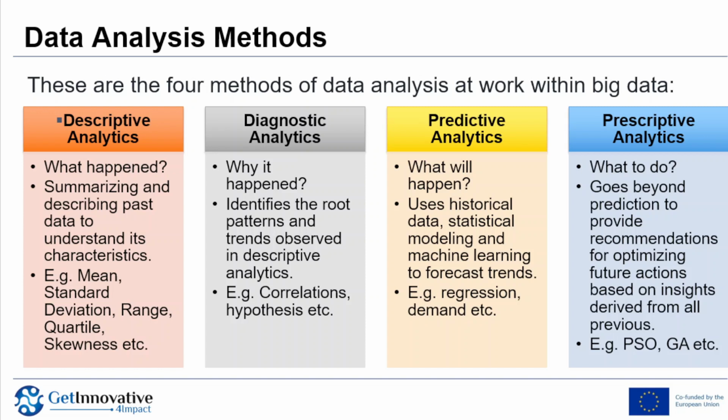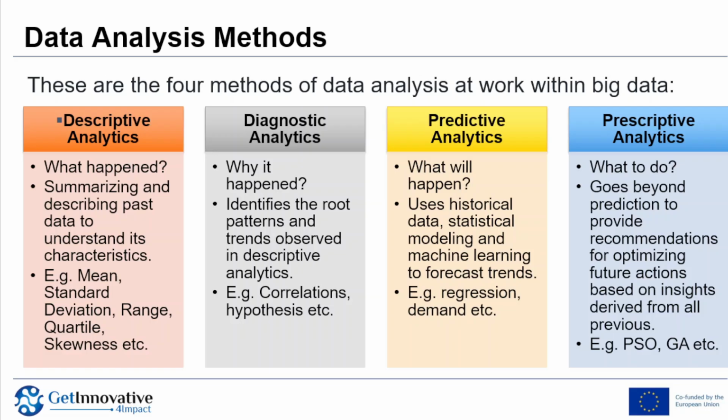There are basically four methods of data analysis. The first one is descriptive analysis, the second one is diagnostic analytics, the third one is predictive analytics, and the fourth one is prescriptive analysis. Descriptive analytics talks about what happened, and it summarizes and describes the past data to understand the characteristics. It could include the mean, standard deviation, range and quartile, etc.